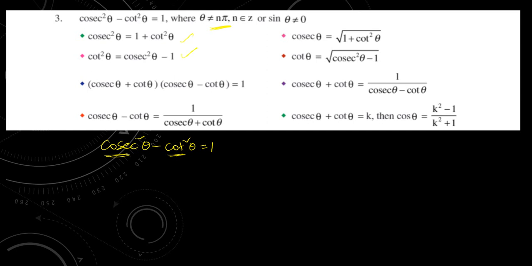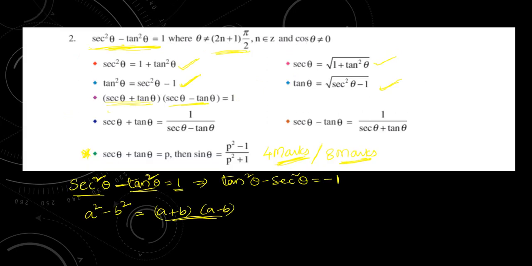These four forms are common for all the three identities, and these three identities we can obtain as before, like secant squared theta minus tan squared theta, which is equal to 1. Hence these are in the form of a squared minus b squared, so clearly we can write it as (a plus b) into (a minus b), like how we have got for secant squared theta minus tan squared theta.